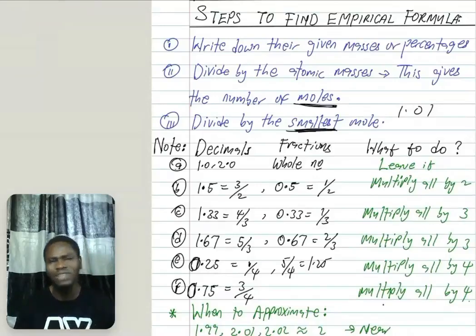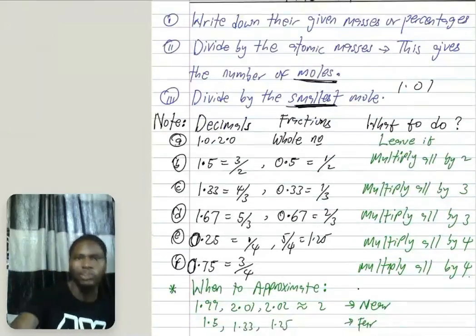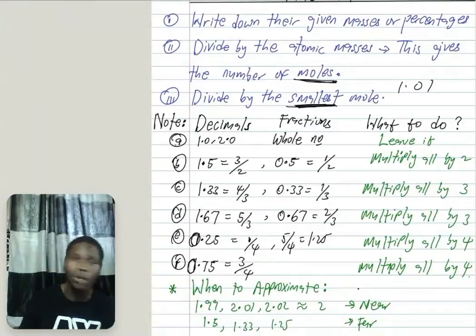So if you have anything like this, you can observe the pattern. So just change it to a fraction and multiply all by the denominator, and that's all. Now, when do we approximate? Like I said, there are some things we don't approximate.